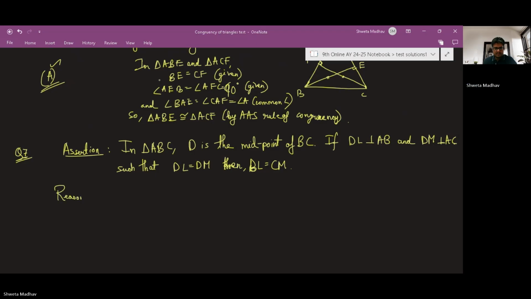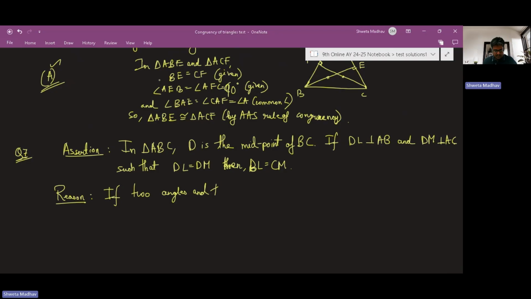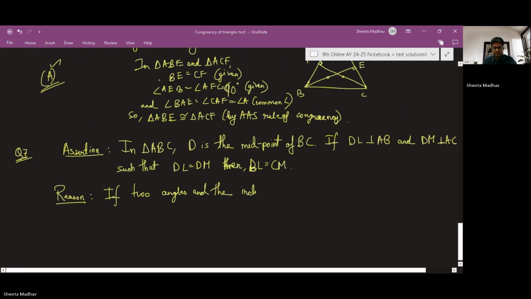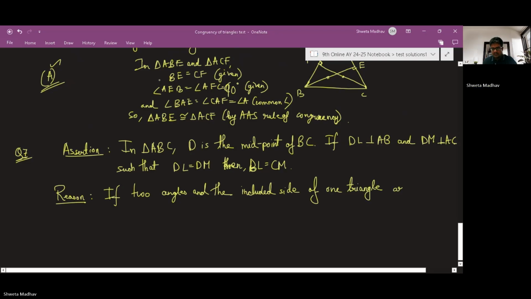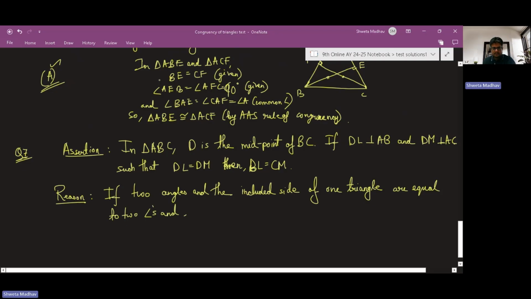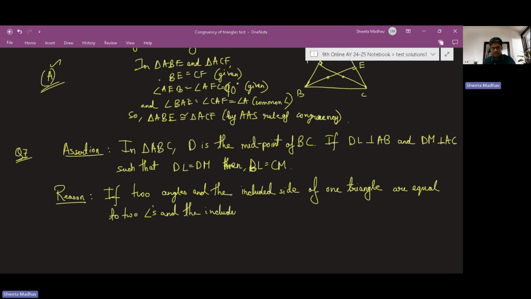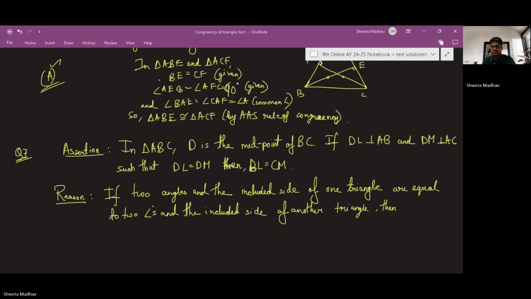Then the reason is given as: if two angles on the included side of one triangle are equal to two angles and the included side of another triangle, then the two triangles are congruent.